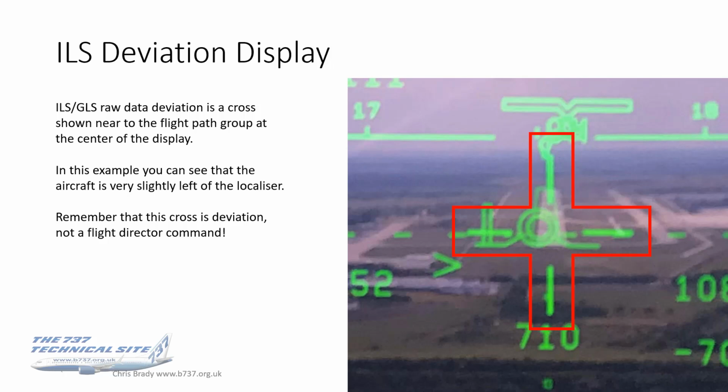Now remember that this cross is a deviation, not a flight director command. So it's not necessarily telling you how much to fly left or right or up or down. It's just showing you that you are slightly left or right or up or down of the beams.